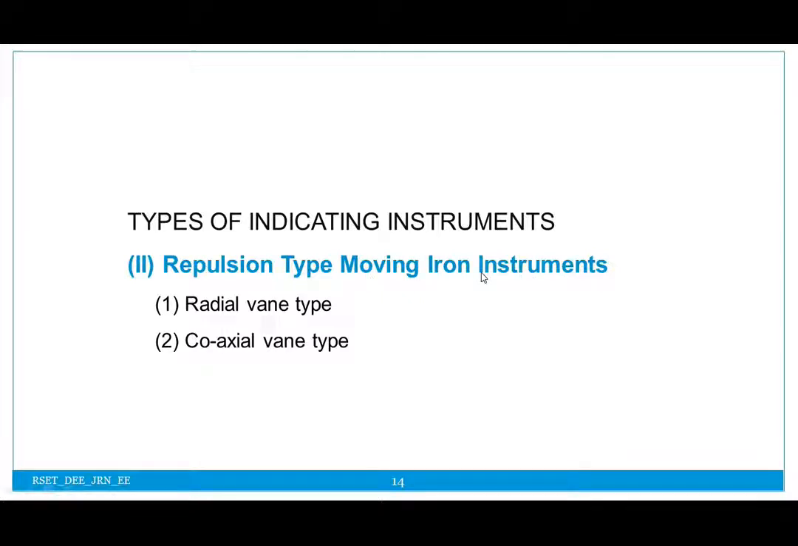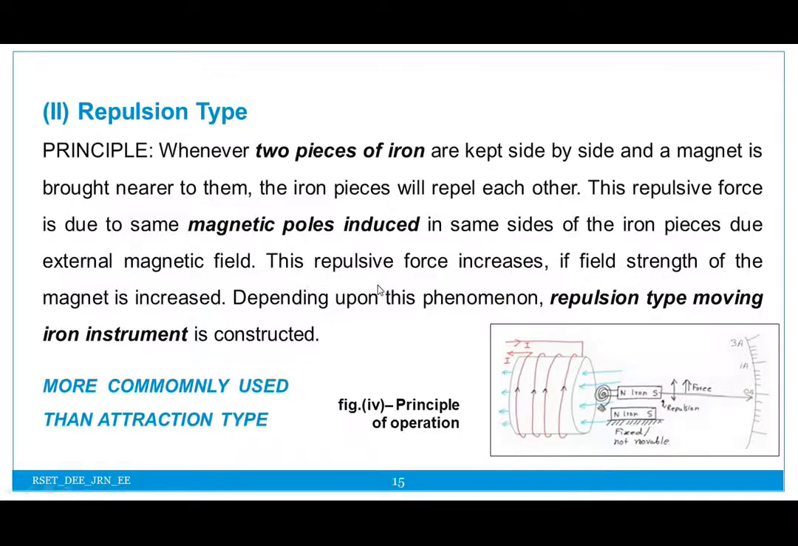Underneath that you are having two types, radial vane type as well as the coaxial vane type. So its construction is slightly different from that of attraction type. Here we are having two pieces of iron rather than a single piece of iron. It works upon the principle that whenever two pieces of iron are kept side by side and a magnet is brought nearer to them, the iron pieces will repel each other.